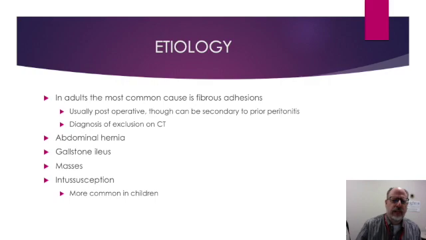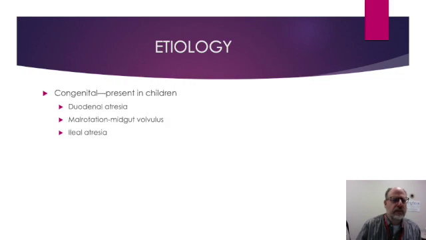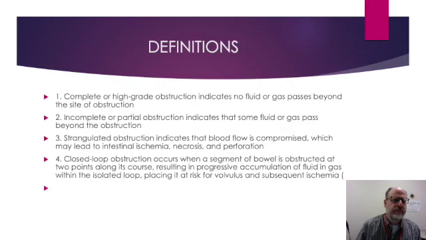Now, this is much more common in children and is a little bit outside the scope of this talk. In addition, there are congenital causes of small bowel obstruction. Again, this usually presents in childhood, but these include things such as duodenal atresia, malrotation with midgut volvulus, and ileal atresia.